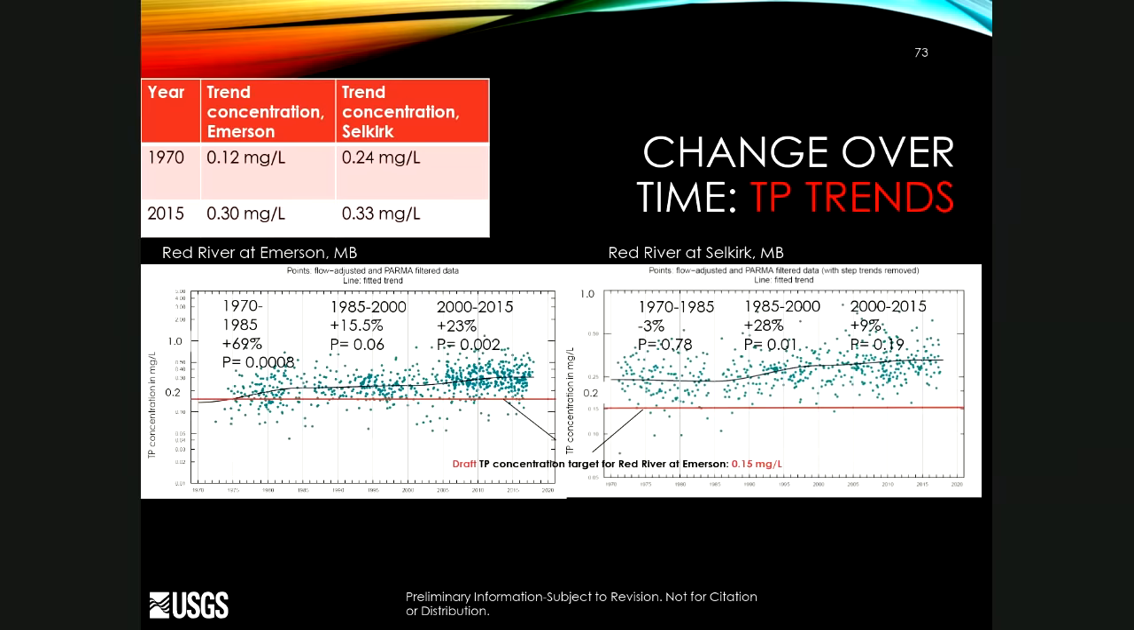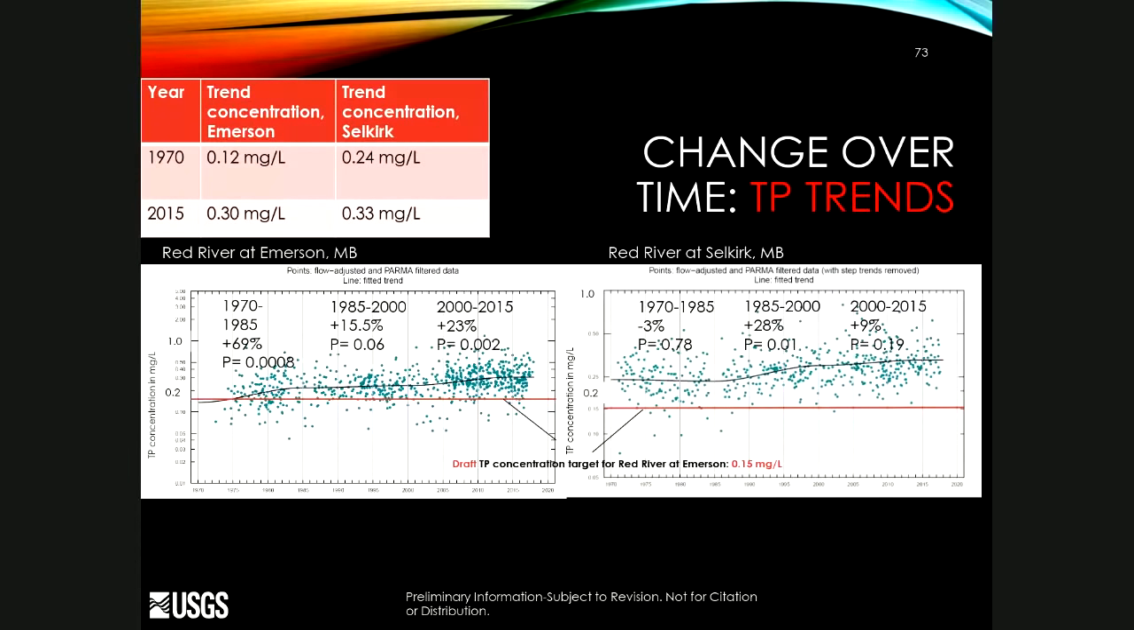So this is looking at the trend analysis of the total phosphorus concentrations and how they have changed over time for that 1970 to 2015 period. Here we have identified three trend periods, which I will call early, middle, and late. On the y-axis, you have the total phosphorus concentration. On the x-axis, we have the years. The green points are the model concentrations, and the black line is the fitted trend.